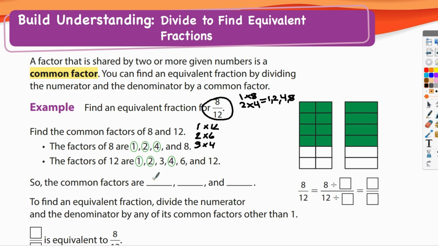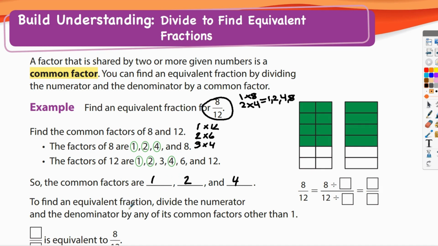In this case, 1 repeats, 2 repeats, and 4 repeats. In other words, I have a 1 here and here, a 2 here and here, a 4 here and a 4 here. I do not have a 3 here. I do not have a 6 here. And I do not have a 12 here. So 3, 6, and 12 are not factors of 8 because I don't multiply any of those numbers by any other number that will then give me 8.